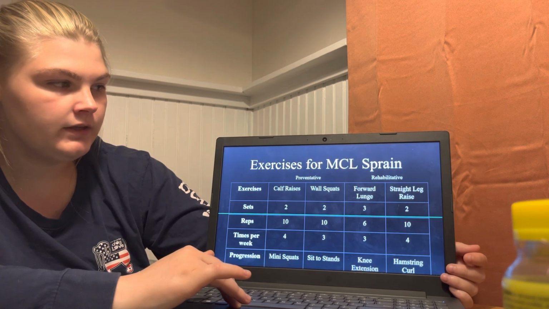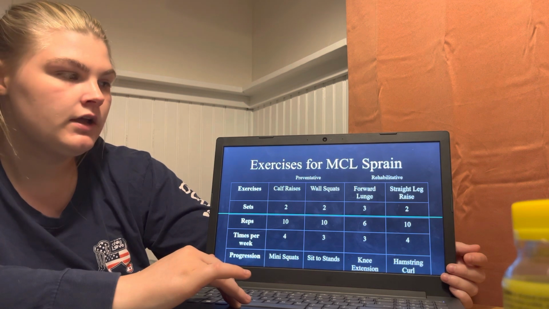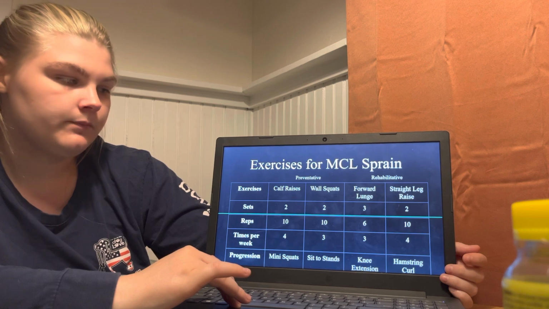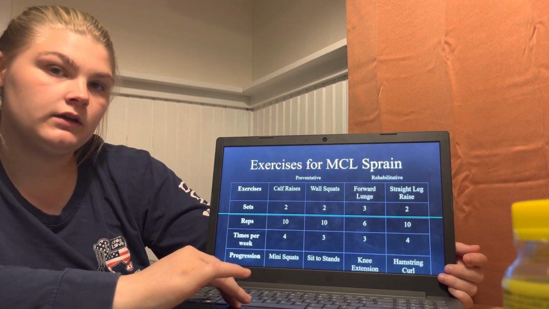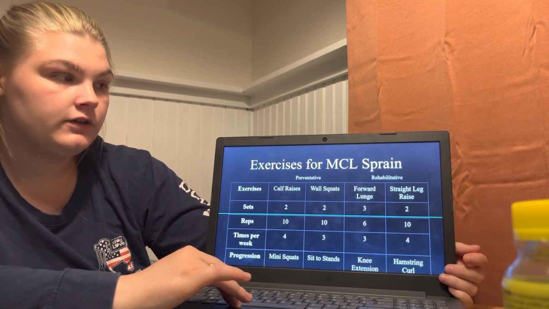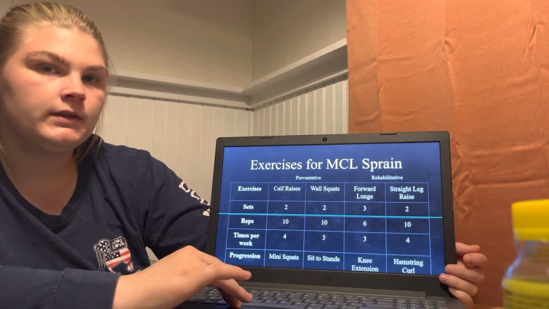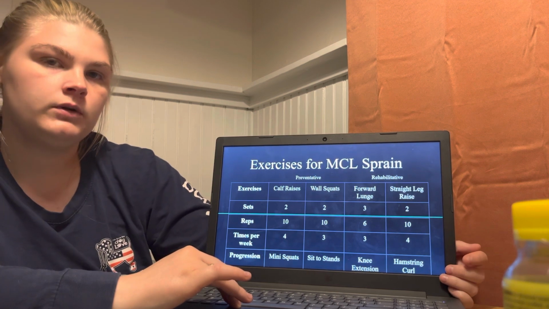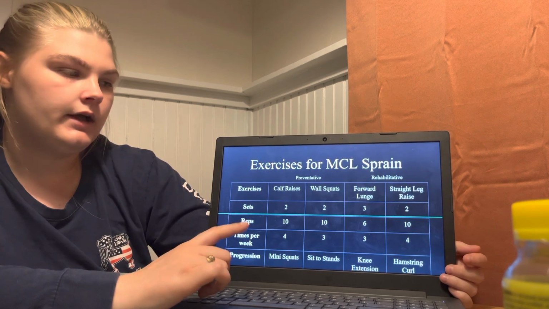The 2 rehabilitative would be a forward lunge, 3 sets of 6, 3 times a week, and a knee extension could be the progression. And a straight leg raise is the next rehabilitative exercise. I have 2 sets of 10, 4 times a week, and a hamstring curl would be the progression.